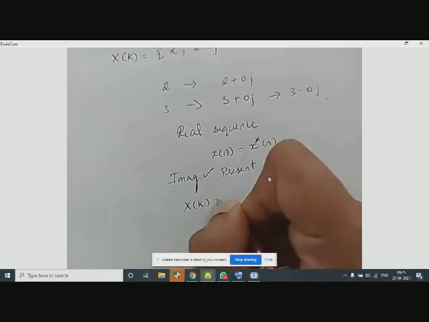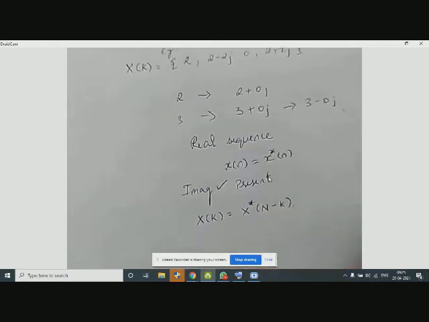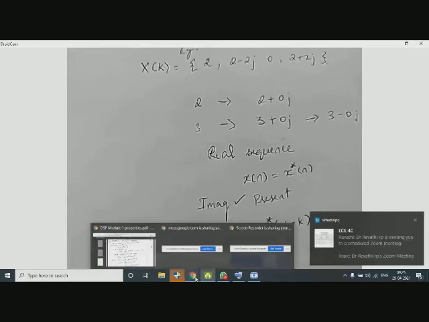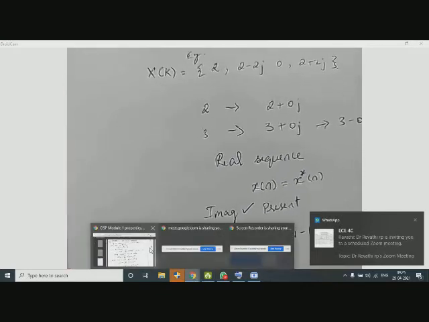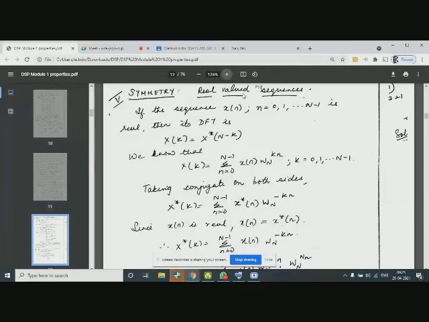So what is told here is x of k is equal to x star of n minus k. Got it? This is the first thing that is mentioned. So let's have a look. Just have a look here. It is told x of k is equal to x star of n minus k. X of k is given by this. Taking the conjugate on both the sides, what happens? X star of k is same as the sum of x star of n, WN power minus nk.